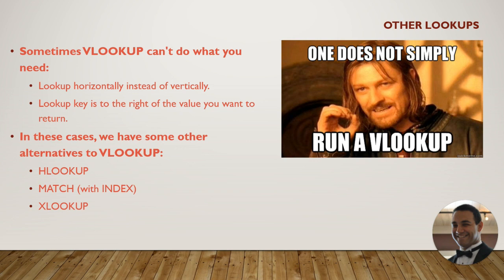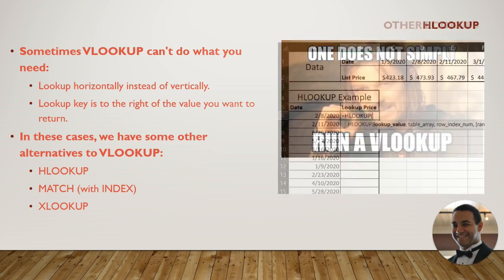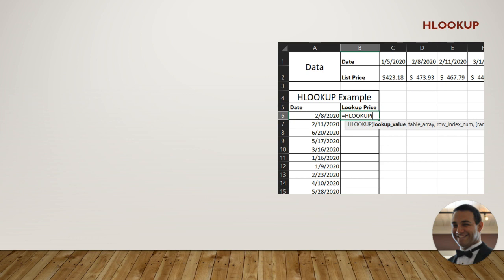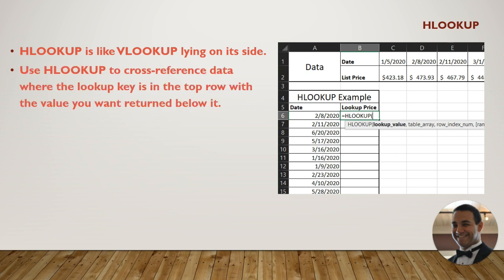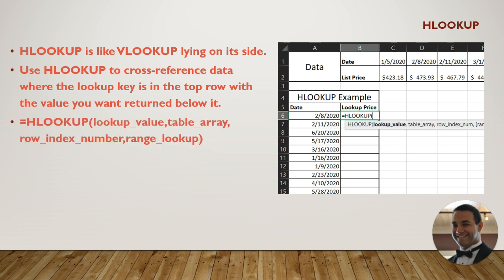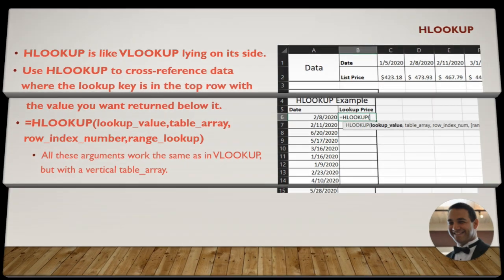So first up, HLOOKUP. HLOOKUP is basically VLOOKUP lying on its side. We use HLOOKUP to cross-reference data where the lookup key is in the top row and the value you want returned is below it. The syntax is equals HLOOKUP, lookup value, table array, row index number, range lookup. All these arguments work exactly the same way as they do in VLOOKUP, but with a horizontal table array.